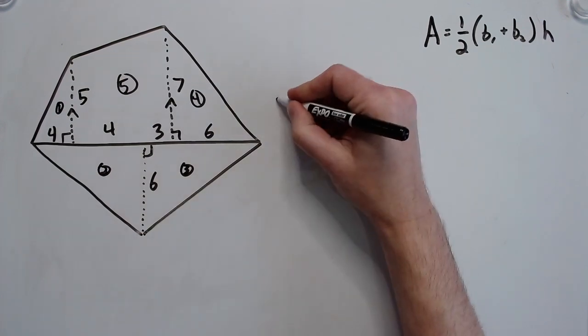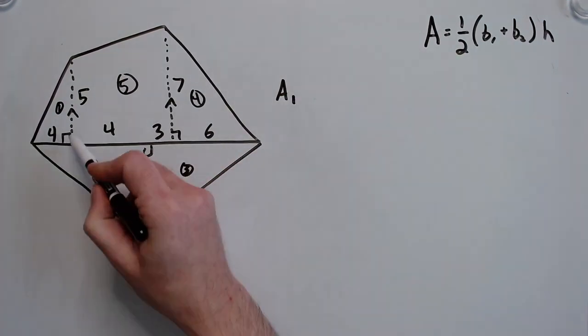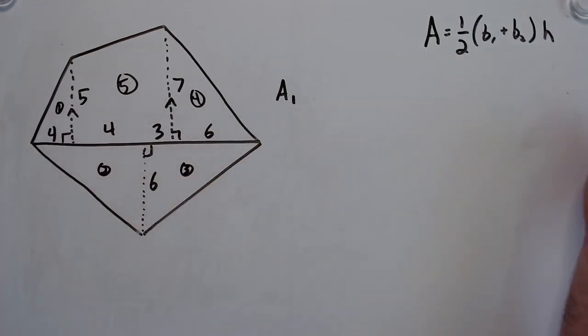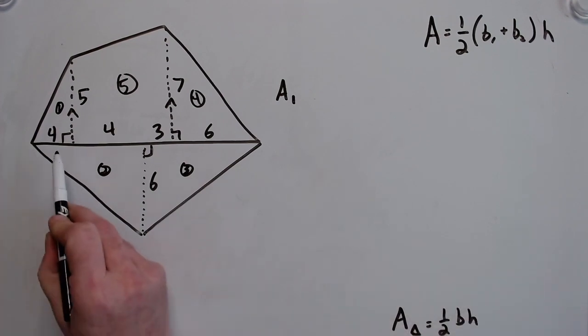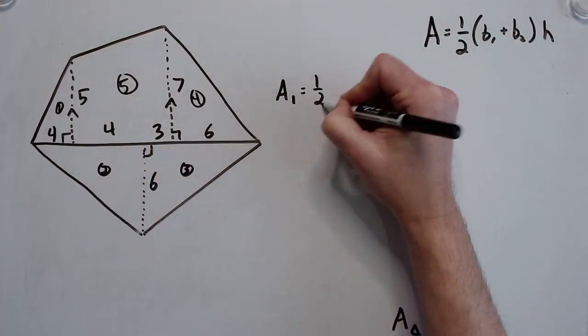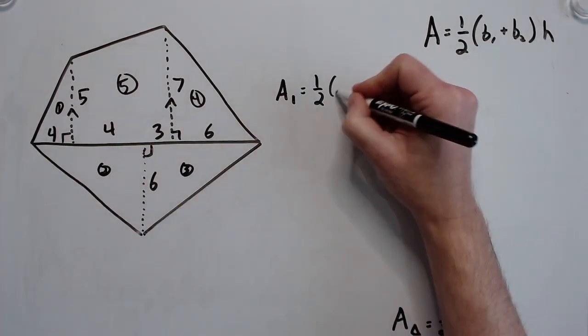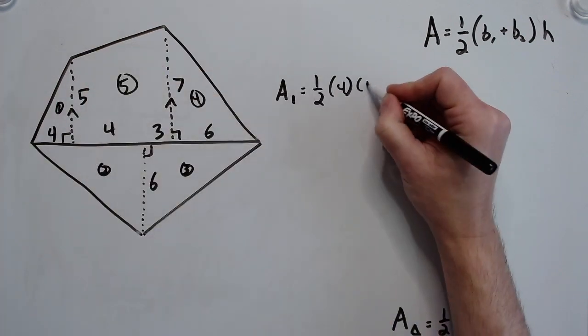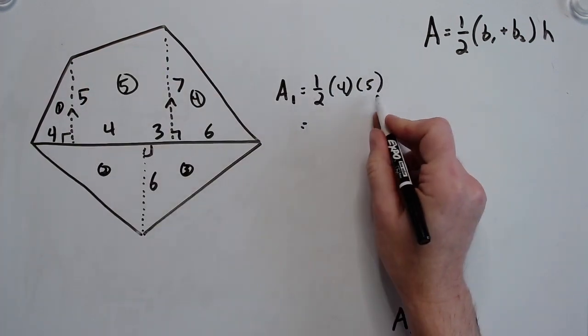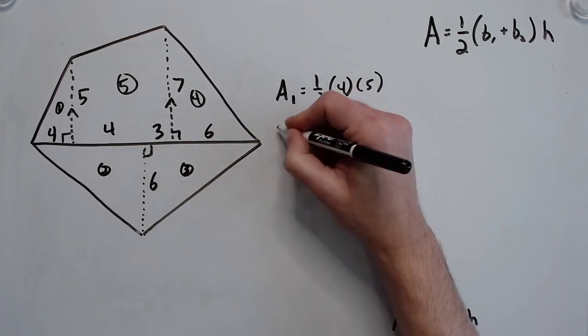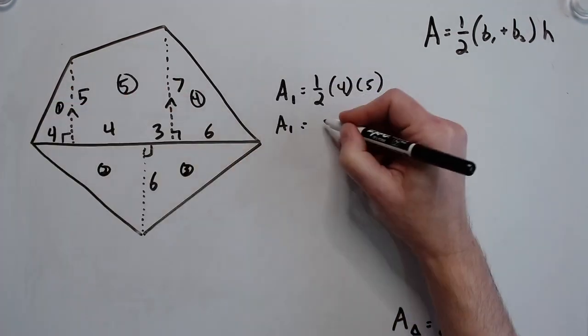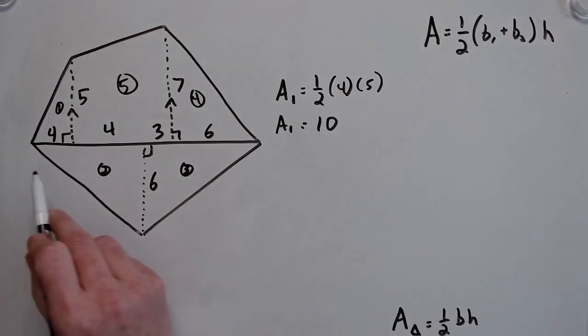So the area of number 1 is this triangle. And again, the area of a triangle is just 1/2 base times height. So area of 1 is 1/2 the base of this triangle, which is 4, times the height, which is 5. So 4 times 5 is 20, and half of that is 10. So the area of triangle 1 is 10. Let's go over to 2.